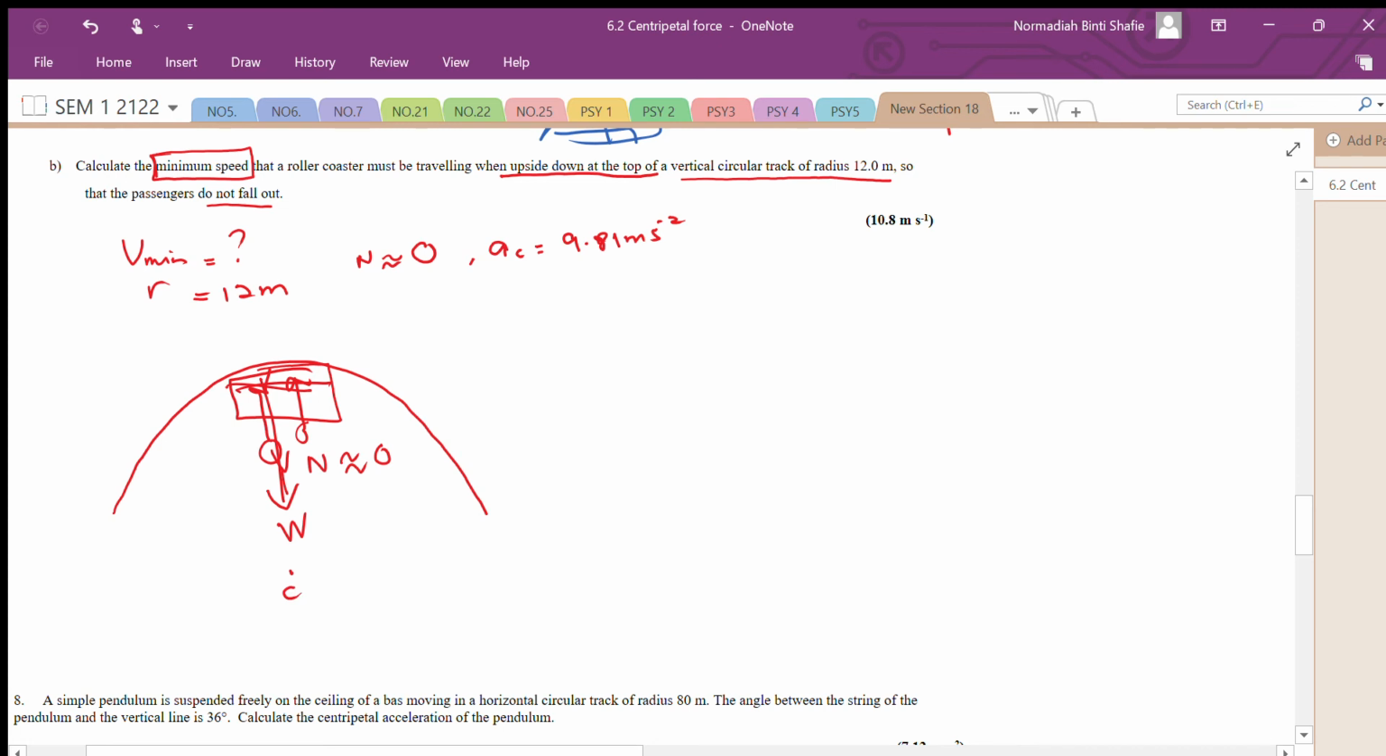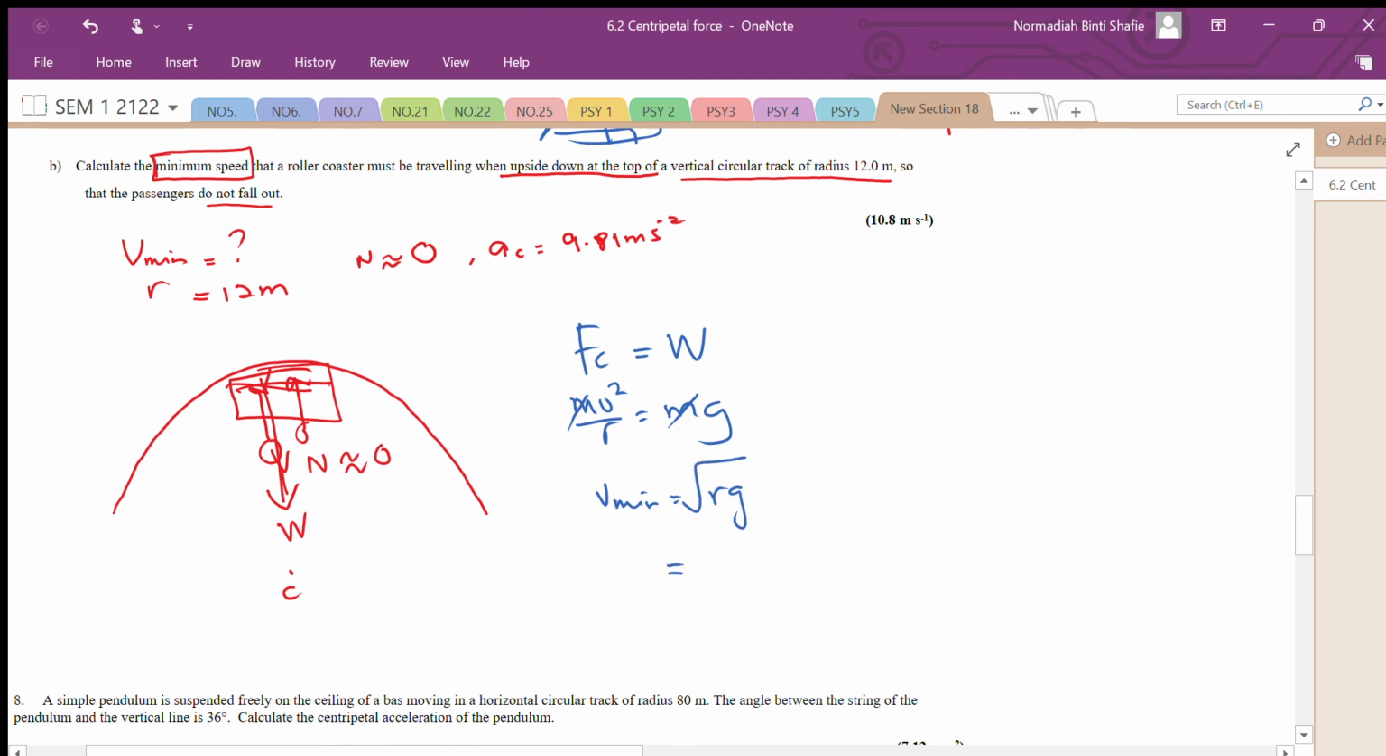Same, sama macam soalan yang tadi. Okay, FC kita equals to weight, because N approaches 0. So, FC equals to mv square over R equals to mg. Cancel M. And V minimum equals to square root of RG.